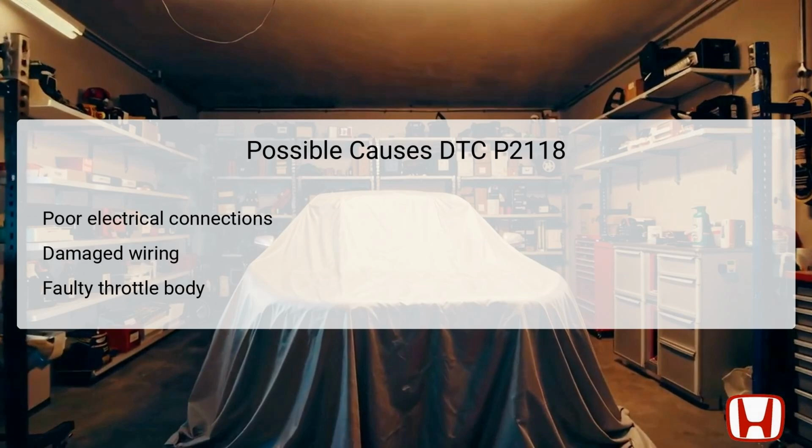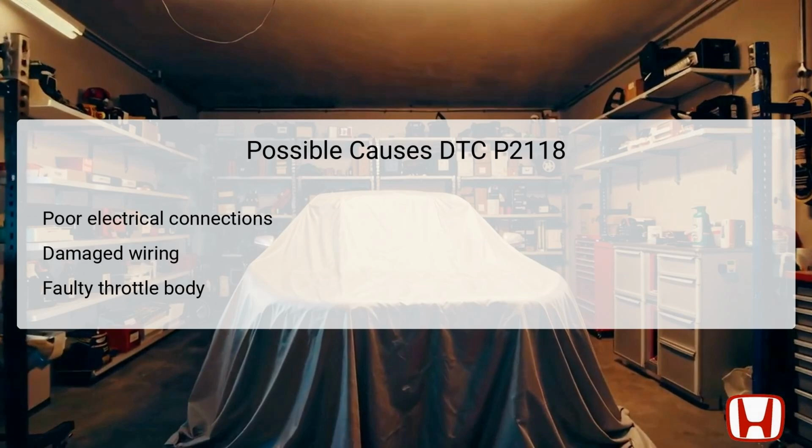The potential causes of DTC P2118 encompass a variety of electrical and mechanical issues. Poor electrical connections can occur at the throttle body connector or within the PCM, leading to inaccurate signal transmission and erratic actuator performance. Additionally, damaged wiring can lead to open circuits or short circuits in the wiring harness connected to the throttle body, impacting the actuator's functionality.